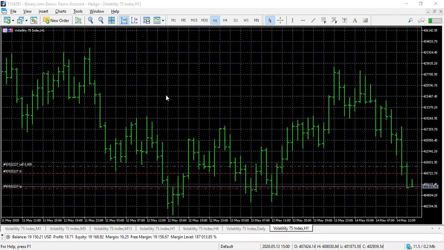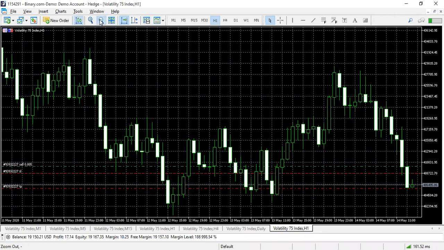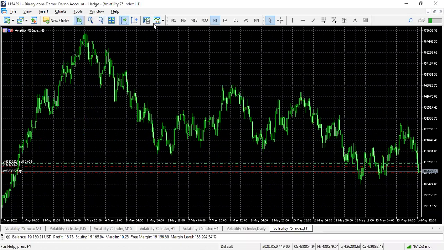This is MT5 on system. Whatever I do here, you can also implement it on your phone. It has almost the same structure. So I'm just gonna arrange MT5 the way it is. Candles. Let me zoom out.